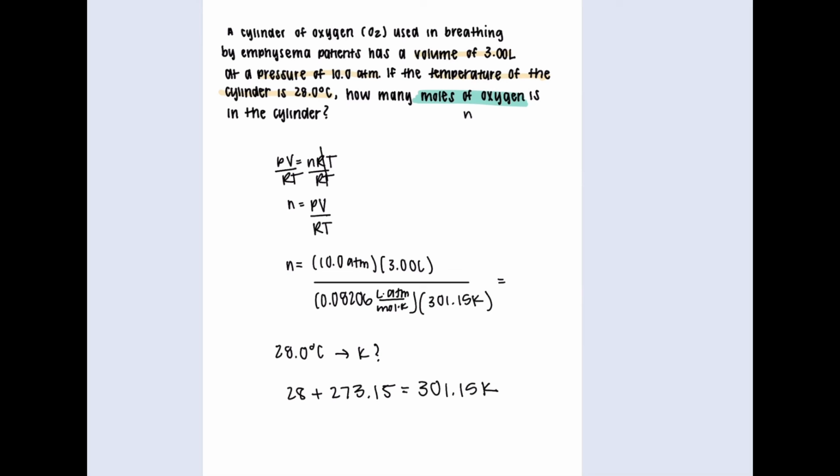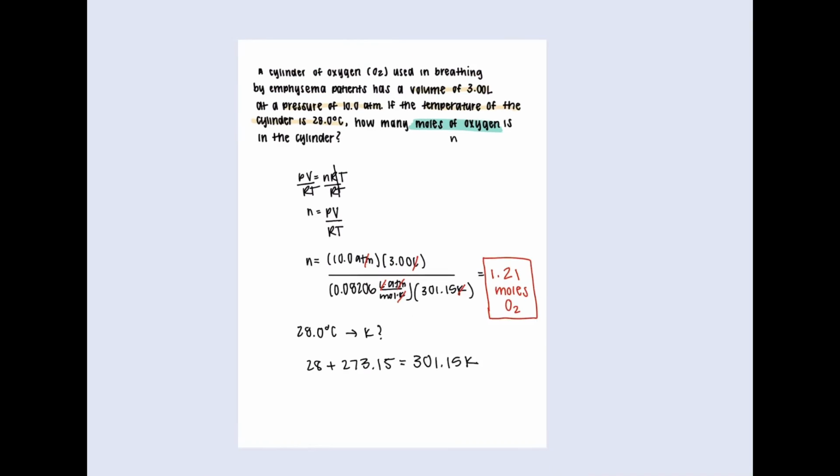And now, if we look, let's make sure everything cancels out. Liters and atmospheres do cancel out. Kelvin cancels out. So we're only left with moles, which is exactly what we're looking for. So now, if we plug this in to our calculator, we get 10 times 3 on the top, 0.08206 times 301.15 on the bottom, and we are left with 1.21 moles of oxygen. And that is a solution to this problem.